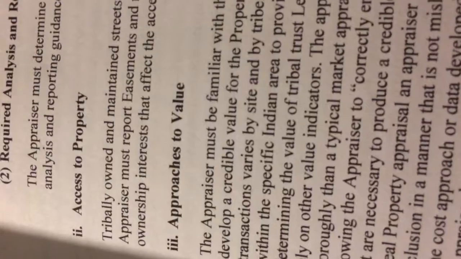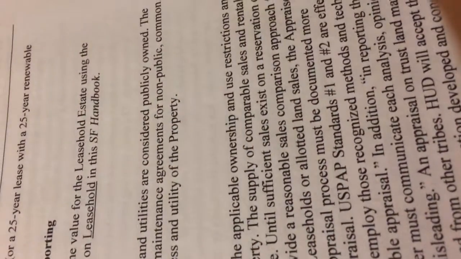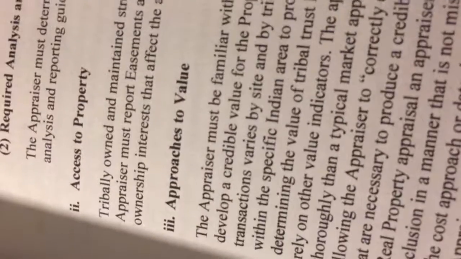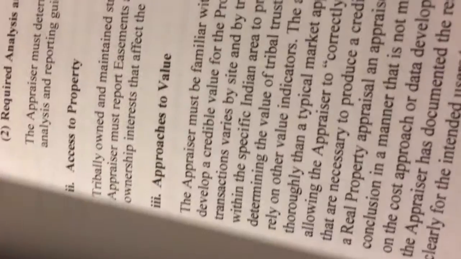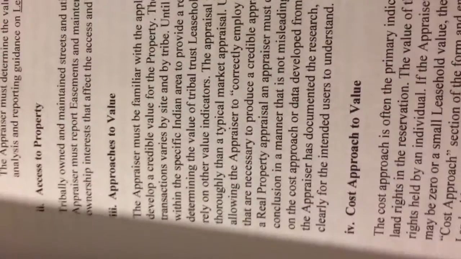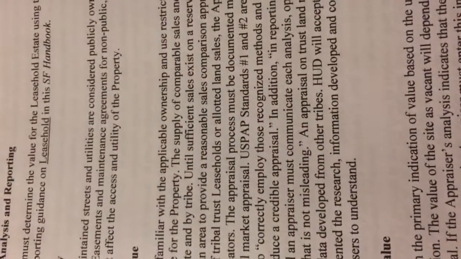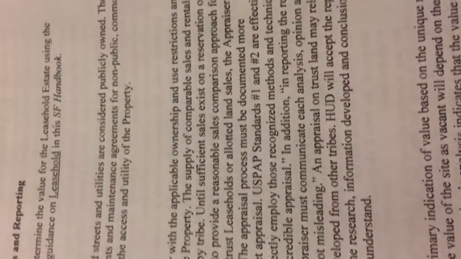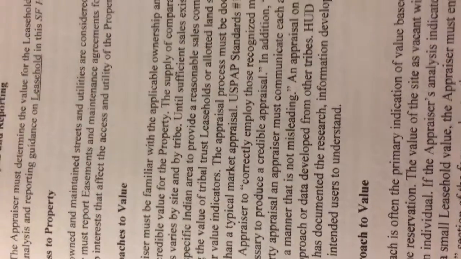Access to property. Tribally owned and maintained streets and utilities are considered publicly owned. The appraiser must report easements and maintenance agreements for non-public common ownership interests that affect the access and utility of the property. Approaches to value. The appraiser must be familiar with the applicable ownership and use restrictions and develop a credible value for the property.